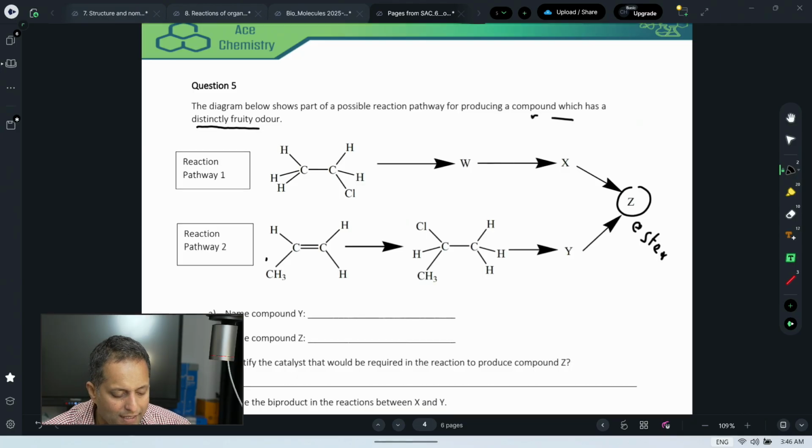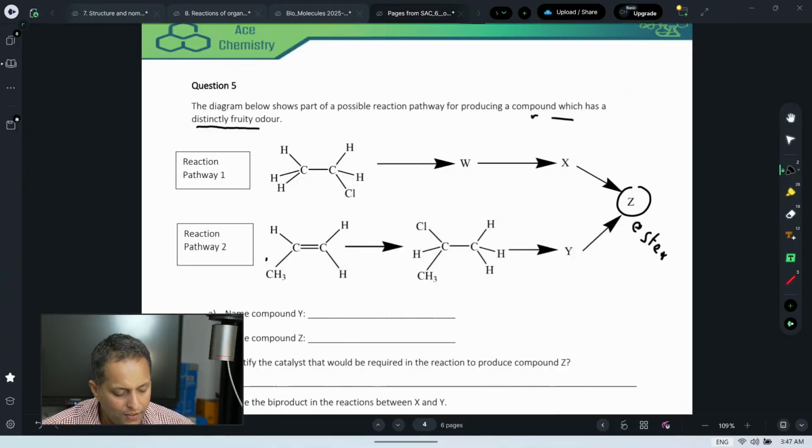If you want to make an ester, you need to have two molecules. What are those two molecules? Carboxylic acid and alcohol. Carboxylic acid and alcohol come together in the presence of concentrated sulfuric acid to form an ester molecule and a water molecule. It is a condensation reaction, not polymerization.